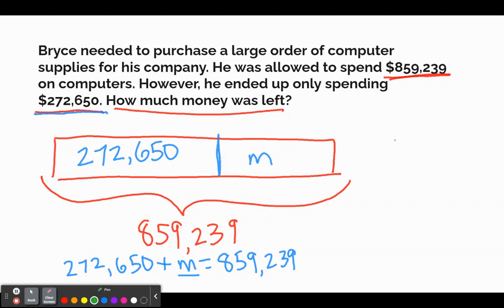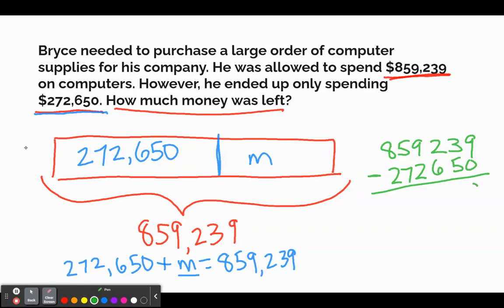So I'm going to write this over here, and I'm going to solve using a standard algorithm. So I had 859,239. I'm going to take away 272,650. Okay, so we're going to start with our ones. So we have 9 ones. We're going to take away 0. That's going to leave us with 9. I have 3 tens. I'm going to go ahead and take away 5 of those tens. I can't do that. So let's go to my hundreds. Take one of these hundreds. That's going to leave me with 1 hundred. I'm going to turn that 100 into 10 tens, which is going to give me 13. So 13 take away 5 is going to be 8.